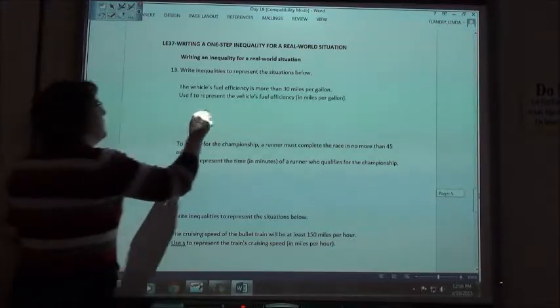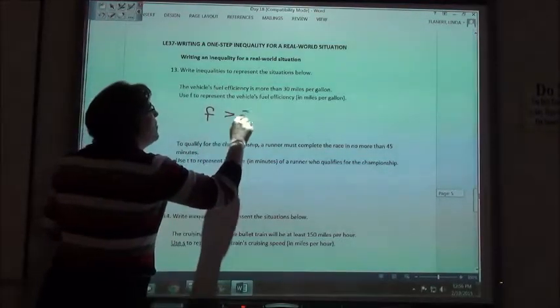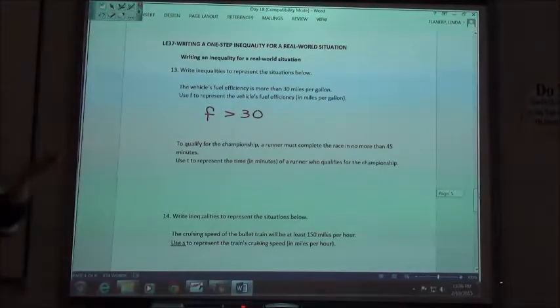F. F is greater than 30, exactly. Is "more" the same thing as greater than, right? F is greater than 30.